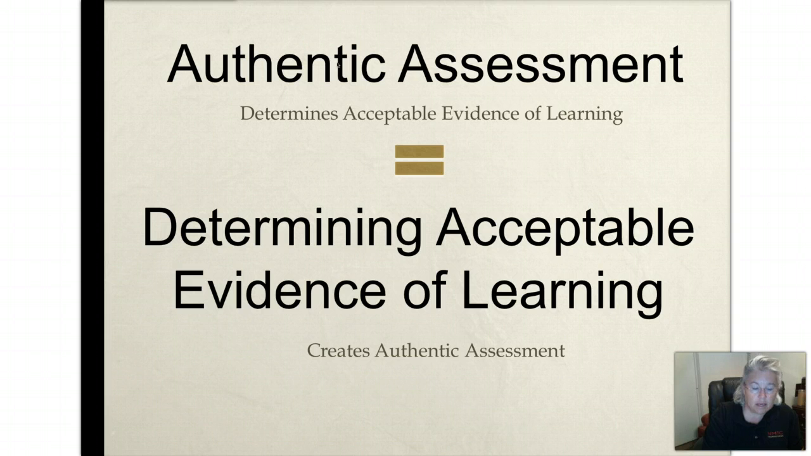Or you could say that by determining what an acceptable evidence of learning is in your course, you can create authentic assessment. So they work in conjunction with each other and they equal the same thing. So where does authentic assessment begin? It begins with questions. What is the ultimate question? What assessment activity can I adopt to determine if students are attaining the highest level learning possible? And what is the highest level learning possible?